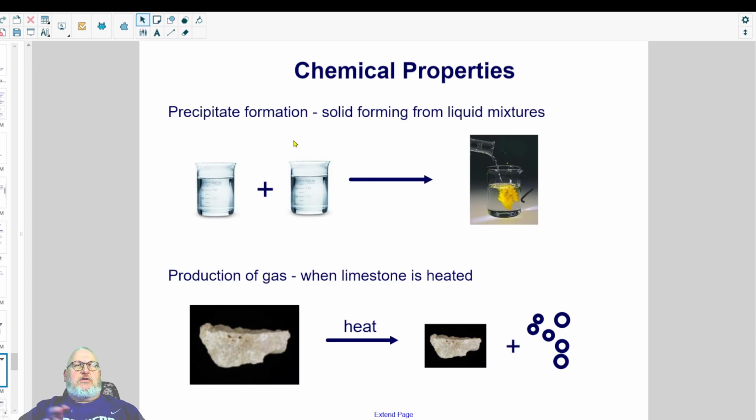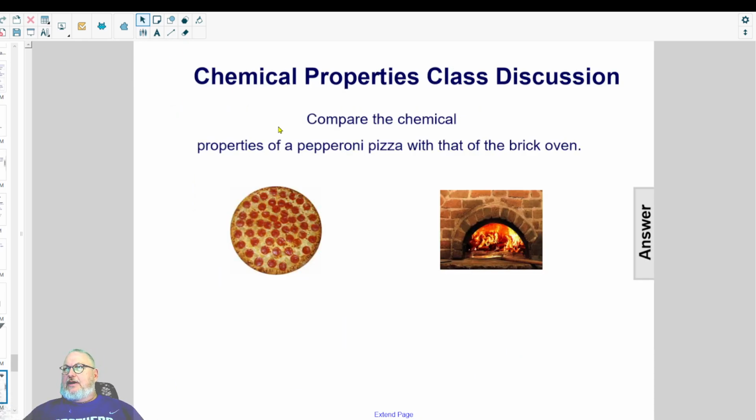When I mix two clear liquids together, we'll probably do this in class, and I form a solid, then this is a precipitate. When I add a powder to a clear liquid and I produce a gas, little bubbles, all right, then I'm making gas, right? I'm producing gas.